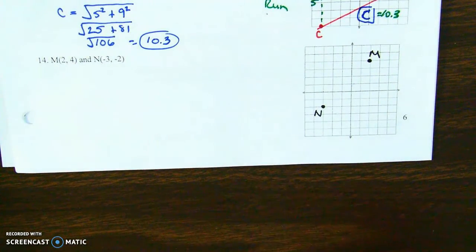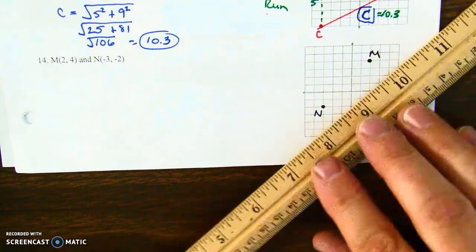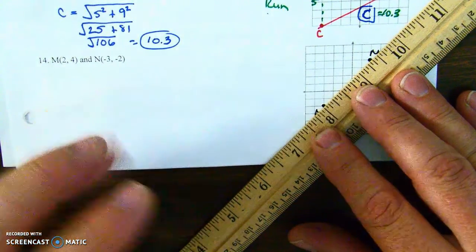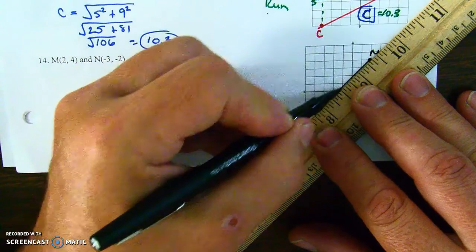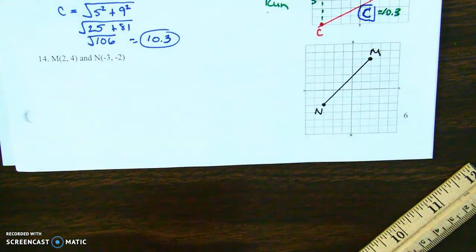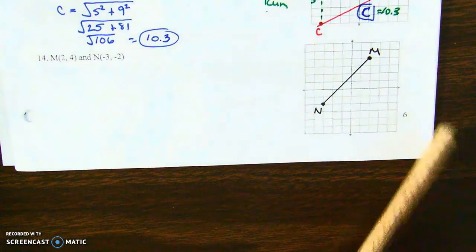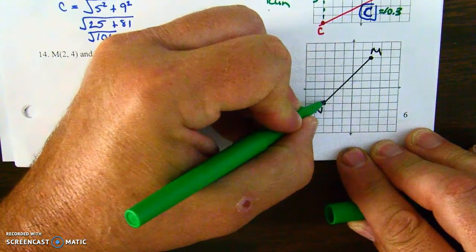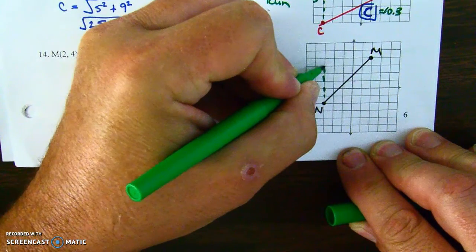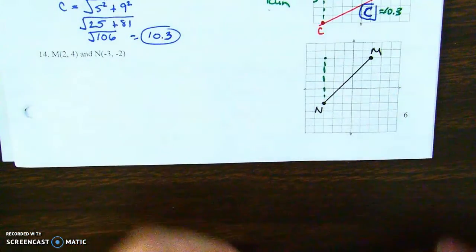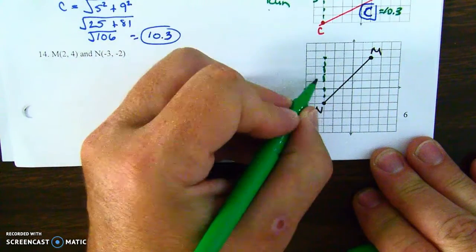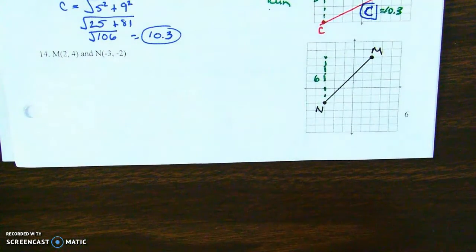We draw a line between the two with my wonderful ruler. If you don't have a ruler, you can use any kind of edge, a piece of paper, a 3x5 card, whatever works for you. And then I'm going to draw my right triangle. Again, I'm going to go from left to right. So I'm going to go up, and I'm going to stop there because that's where I'm at. I'm going to count 1, 2, 3, 4, 5, 6. We're going to count that as a positive 6.